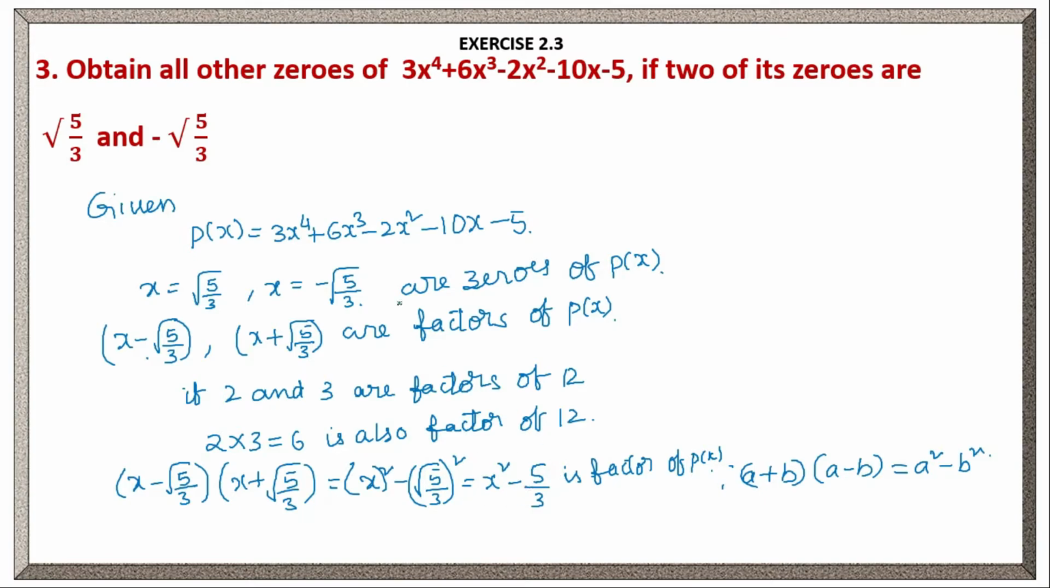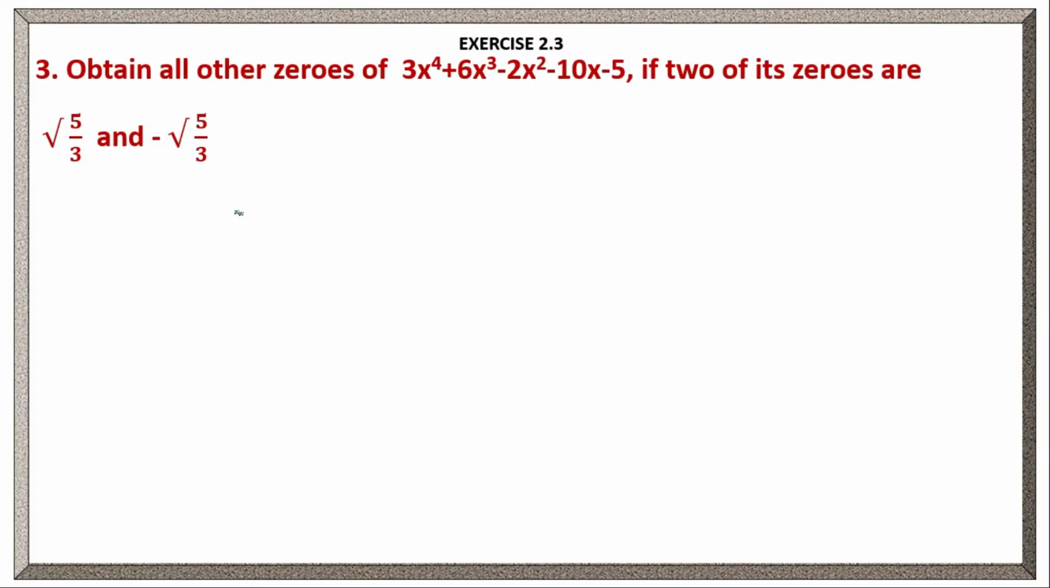If x square minus 5 by 3 is a factor of p of x, then we can divide p of x with this factor, right? Then we'll get the quotient. From that quotient, we can find the other two factors. Yes or not? So let us divide p of x with x square minus 5 by 3.